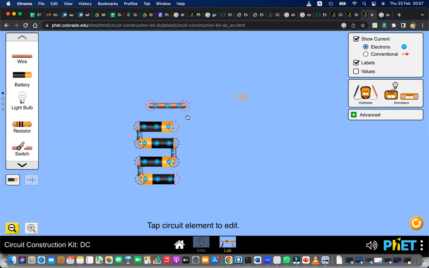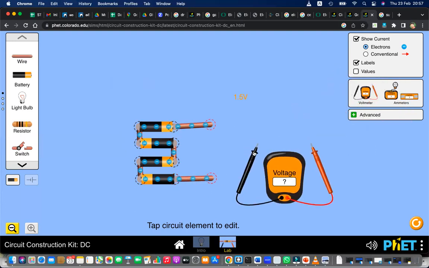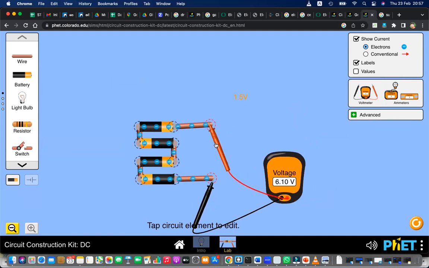Now take a wire, take another wire. You can use a voltmeter and measure the voltage. So each battery is 1.5, 1.5, 1.5, 1.5. You can see it is 6 volt. It is 6 volt. Understood?